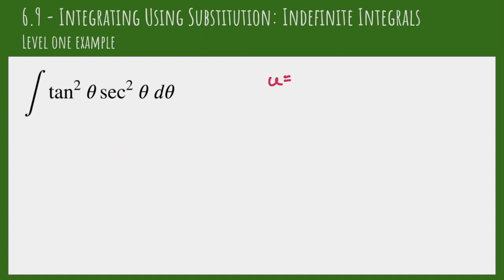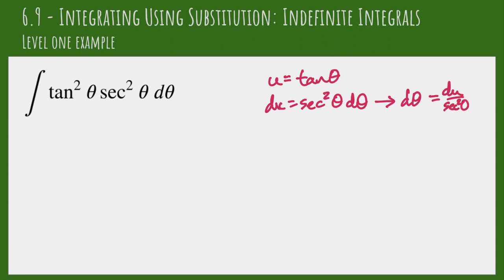So long story short, thinking ahead to what the derivative of my choice of u is going to be, I'm going to choose u equals tangent of theta, so that du equals secant squared of theta, because that's the derivative of tangent, times d theta. And so this secant squared here is going to help us with that secant squared there in the expression. So solving this for d theta, because I want to get rid of the d theta eventually, we get du over secant squared of theta.